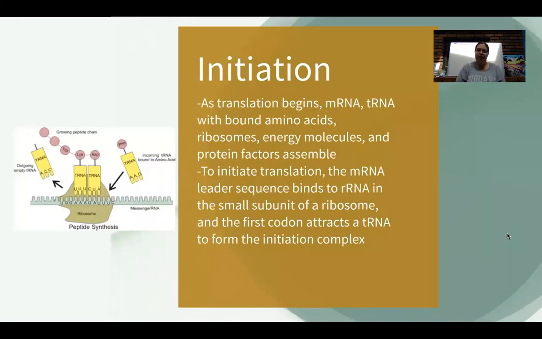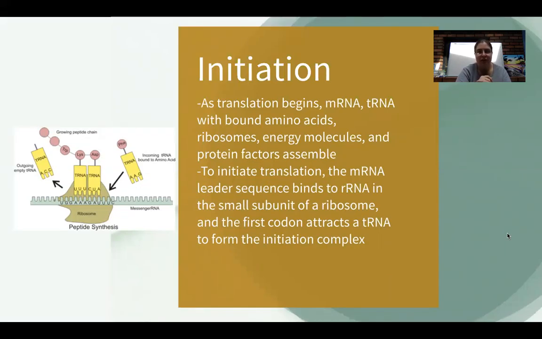Now, initiation is the first step in translation. So what happens is the mRNA has been processed and now it's out of the nucleus and in the cytoplasm. It is going to be involved in this because it has the information. We also have the tRNAs with amino acids bound to one end of them. We also have the ribosome, which is the small organelle responsible for making proteins.